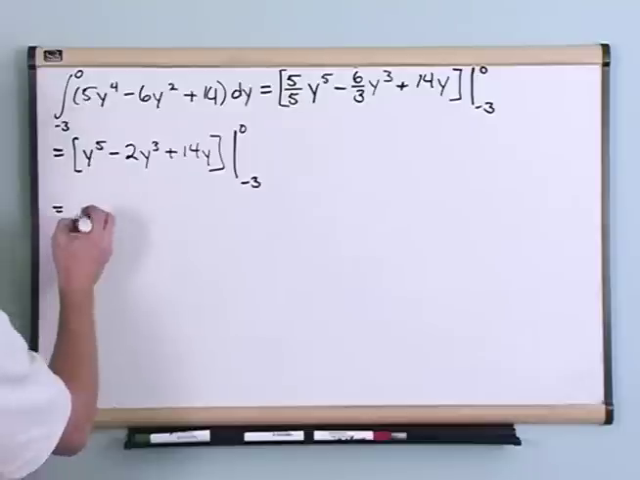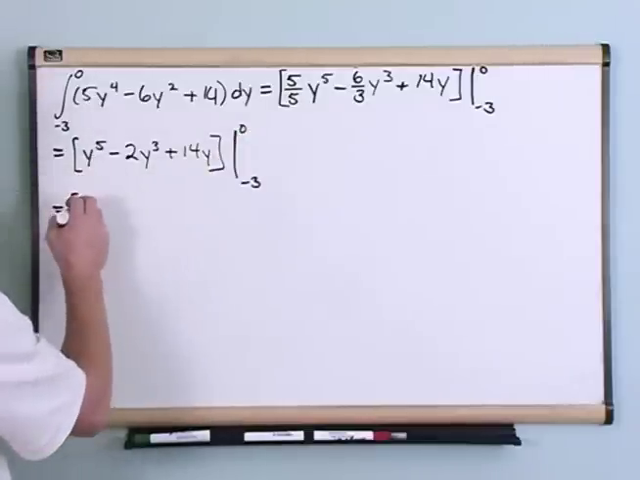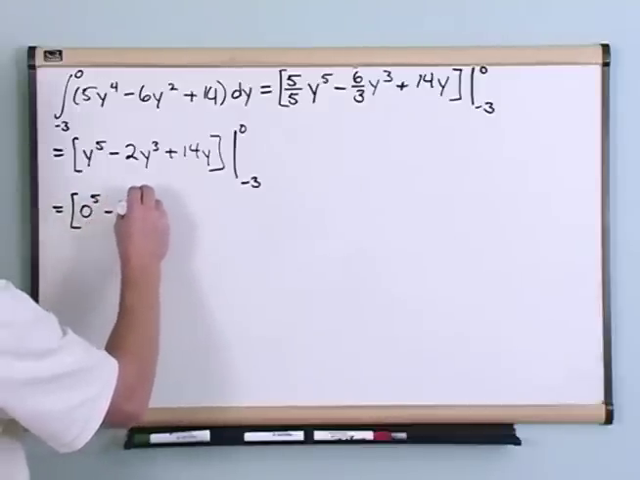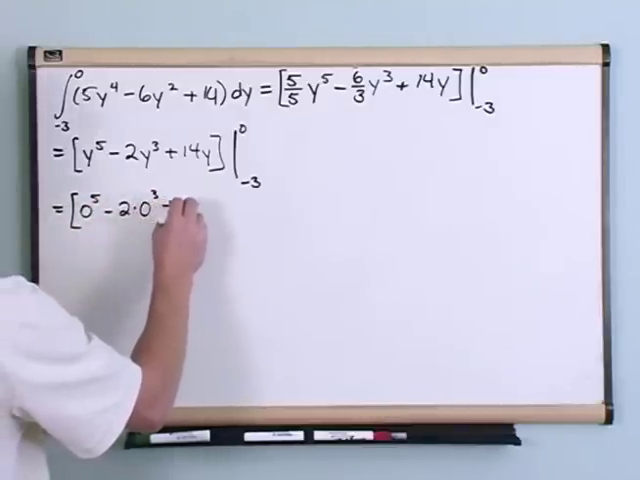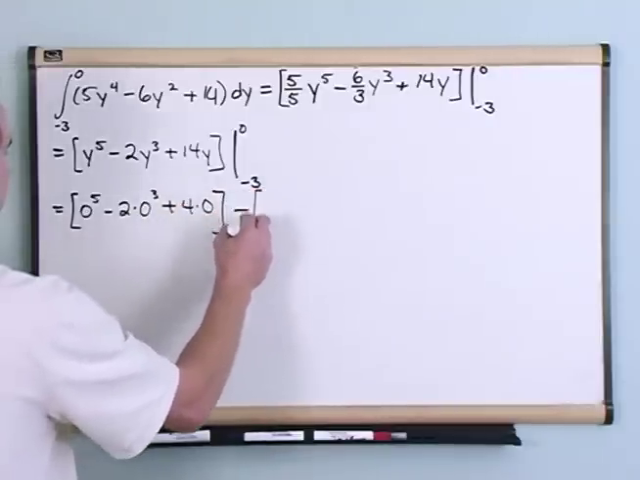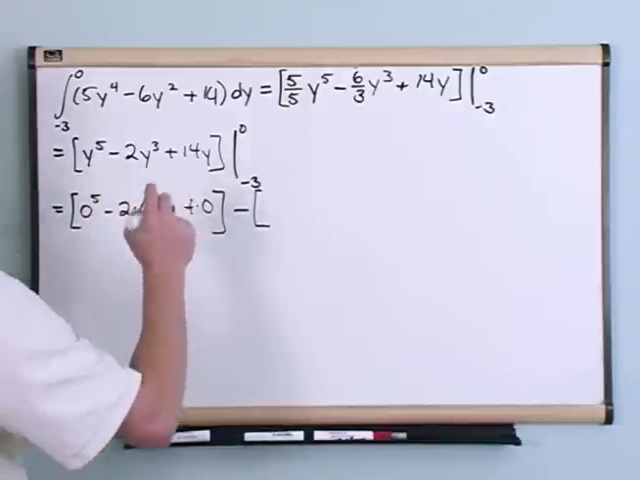If we do that, plug in the top number first. You're going to have 0 to the 5th power minus 2 times 0 to the 3rd power plus 14 times 0. This whole thing is going to end up giving you a big fat 0. And then you want to subtract off evaluating this expression at negative 3.